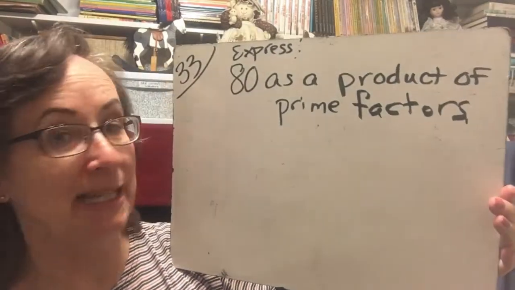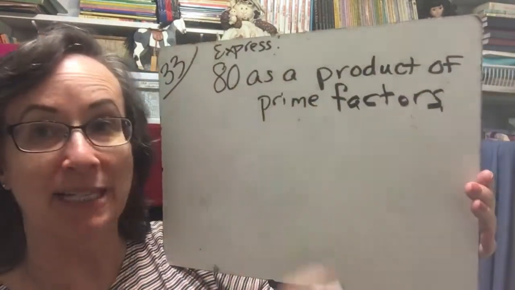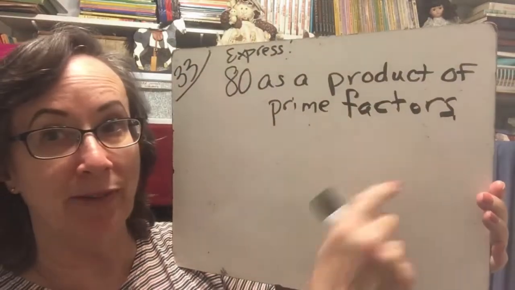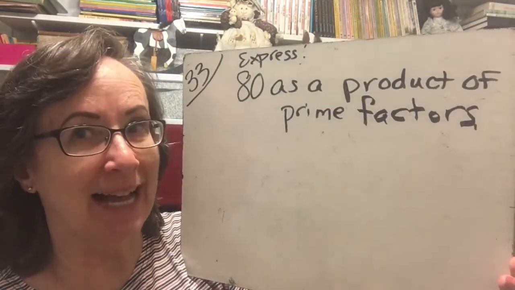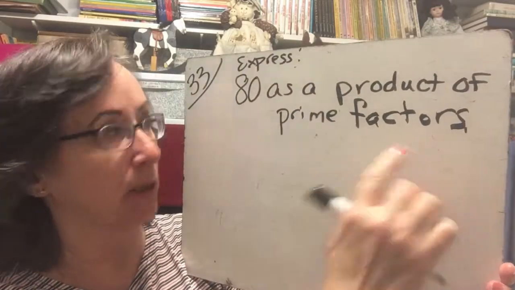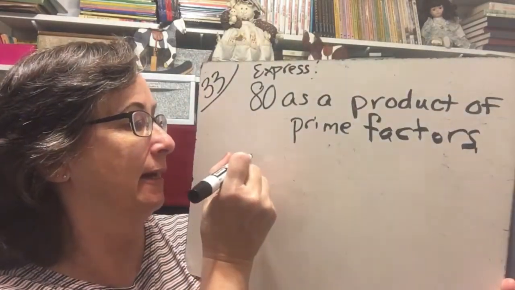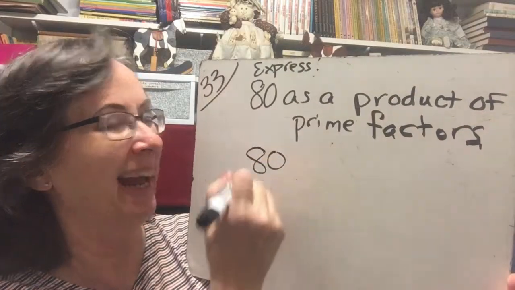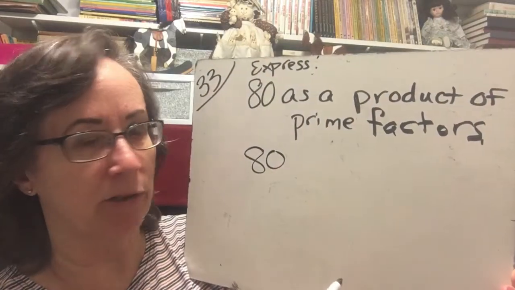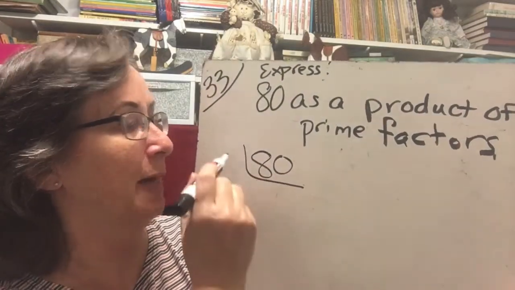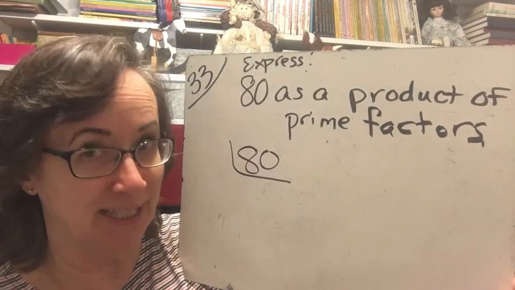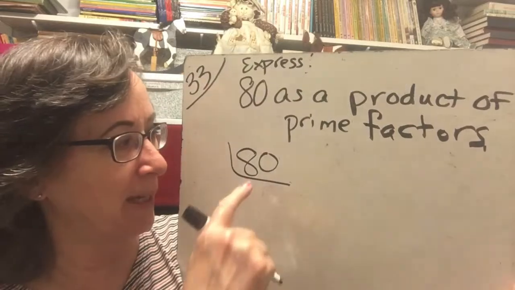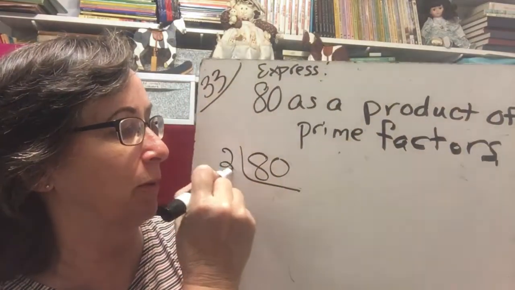So our first example is to express 80 as a product of prime factors. So what I'm going to do is every factor has to be a prime number. So I'm going to start with 80. And I like to do it this way. There's several different ways you can do it. I divide by the smallest prime number that will go into it evenly, which is 2, right? I know it's 2 because it's an even number. So I'm going to start with 2.